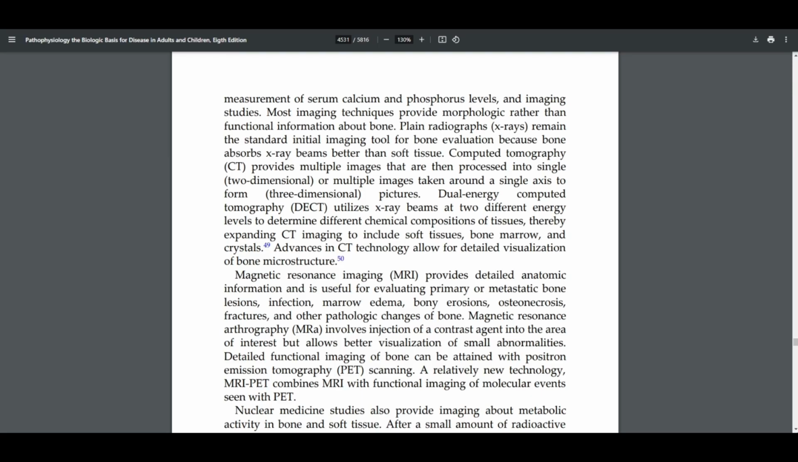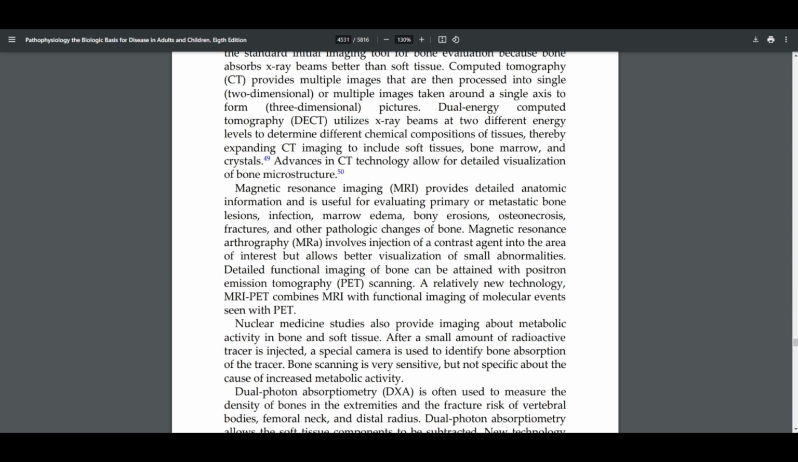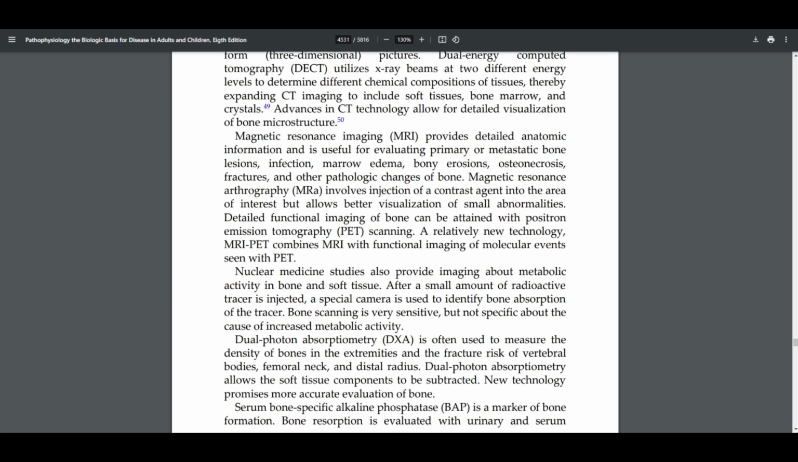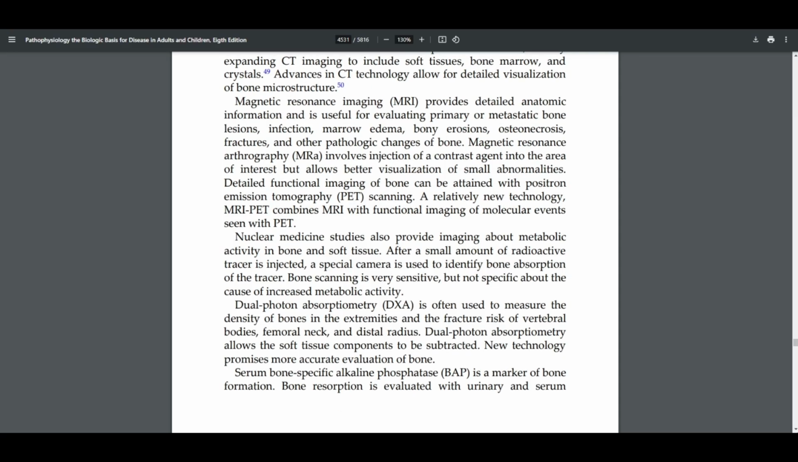CT provides multiple images that are then processed into single or multiple images taken around a single axis to form pictures. Dual energy computed tomography utilizes X-ray beams at two different energy levels to determine different chemical compositions of tissue, thereby expanding CT images to include soft tissue, bone marrow, and crystals. Advances in CT technology allow for detailed visualization of bone microstructure.